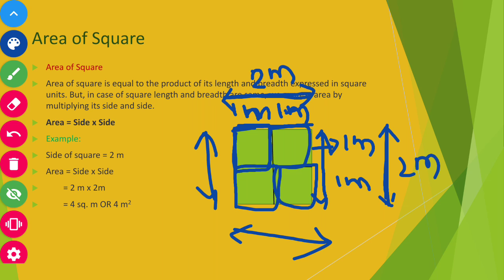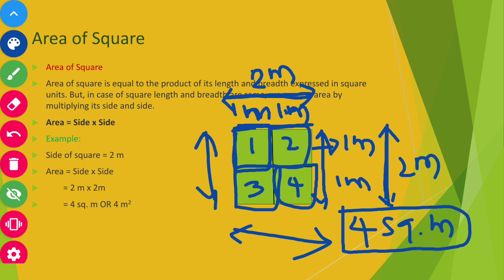Which would have 1 meter of the length. Each square should have 1 meter of length. So how many such squares can you place here? 1, 2, 3, 4. Isn't it? So I need 4 squares. So 4 square meters. When you count, you'll get the answer as 4 square meters.